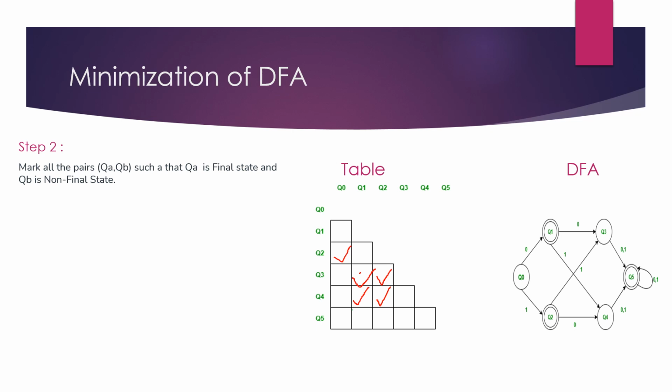Okay, that is completed for Q4. Next, coming to Q5, Q0. Q5 and Q0 are in two different states, so we will mark this. Q5, Q1: these are in the same condition, so we won't mark this. Q5, Q2: these are also in the same condition, so we won't mark this. Q5, Q3: these are in different conditions, so we will mark this. Next, Q5, Q4: these are in different conditions, so we will mark this.